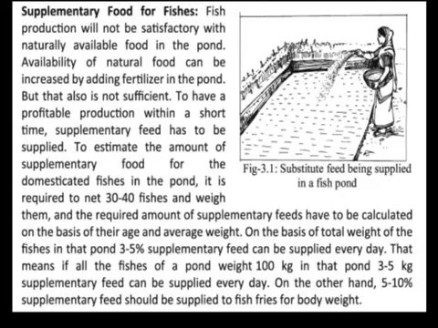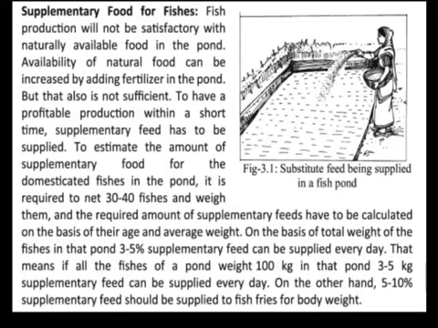On the basis of the total weight of the fishes in the pond, 3 to 5% supplementary feed can be supplied every day. For example, if all the fishes of the pond weigh 100 kg, then we'll have to supply 3 to 5 kg of supplementary feed every day in the case of big fishes. On the other hand, 3 to 5% supplementary feed should be supplied to the fish fries according to body weight. In the case of young fishes, we'll have to supply 5 to 10% supplementary feed.